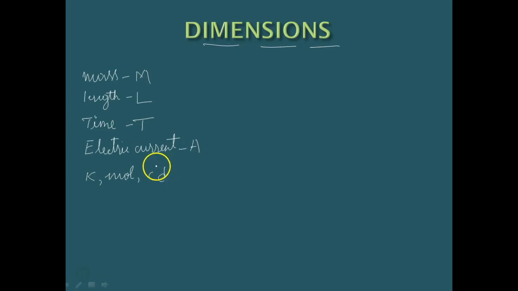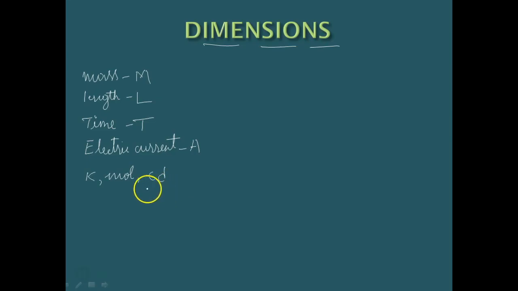When a physical quantity is expressed with appropriate powers of this M, L, T, A, and even this K, mole, and CD, then such an expression for the physical quantity is called the dimensional formula. When it is expressed with appropriate powers of mass, length, time, current, temperature, mole, and intensity, we will call it the dimensional formula.